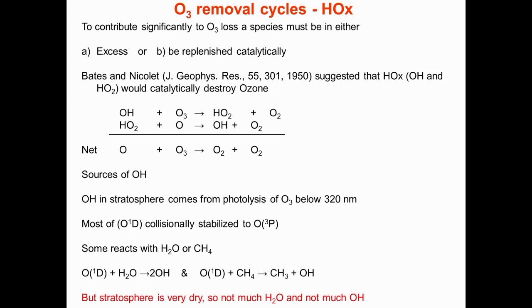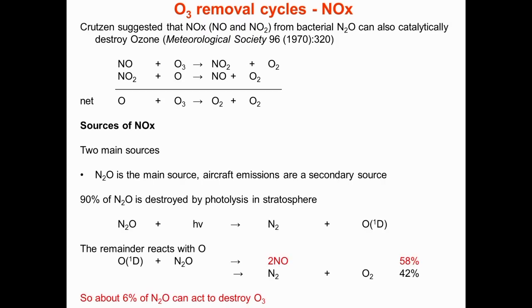So what other cycles are there? We've mentioned CFCs, so we'll come on to that afterwards. What other cycles are there that can destroy ozone? You've got the Hox cycle. The next cycle is the NOx cycle. Okay? So what we've got, if you remember it, Hox, NOx, and when we come to CFCs, it's clocks. So Hox, NOx and clocks are the three additional cycles on top of the Chapman cycle.